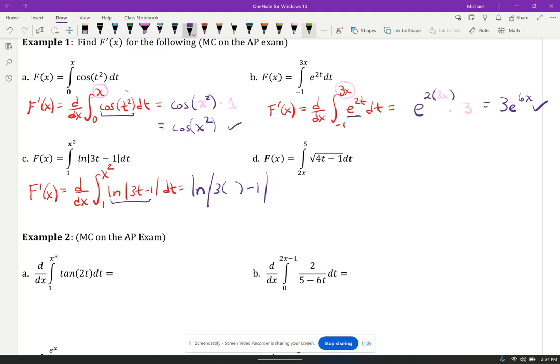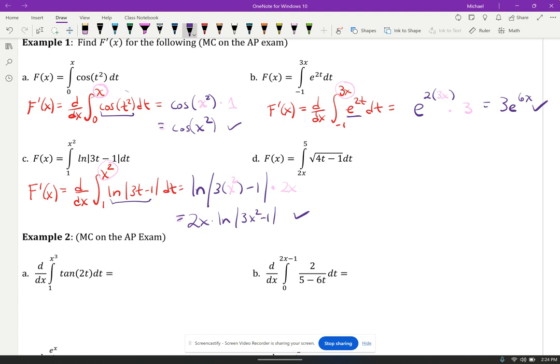But that something is whatever the variable limit is, which is x squared, the function of x. But don't forget, multiply by the derivative of the inside, which is 2x. So therefore, this equals 2x times the natural log of the absolute value of 3x squared minus 1. And we're done.